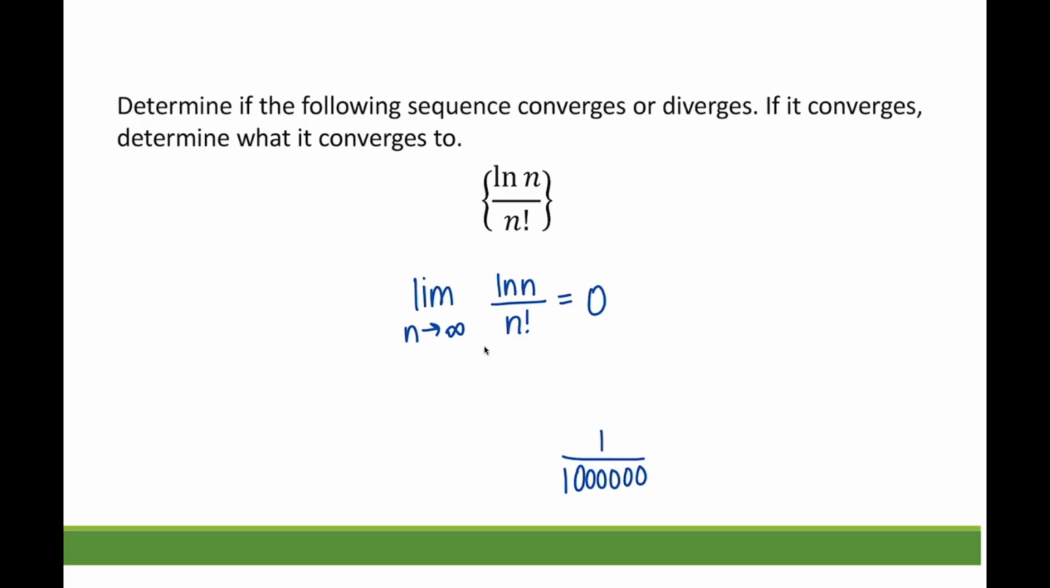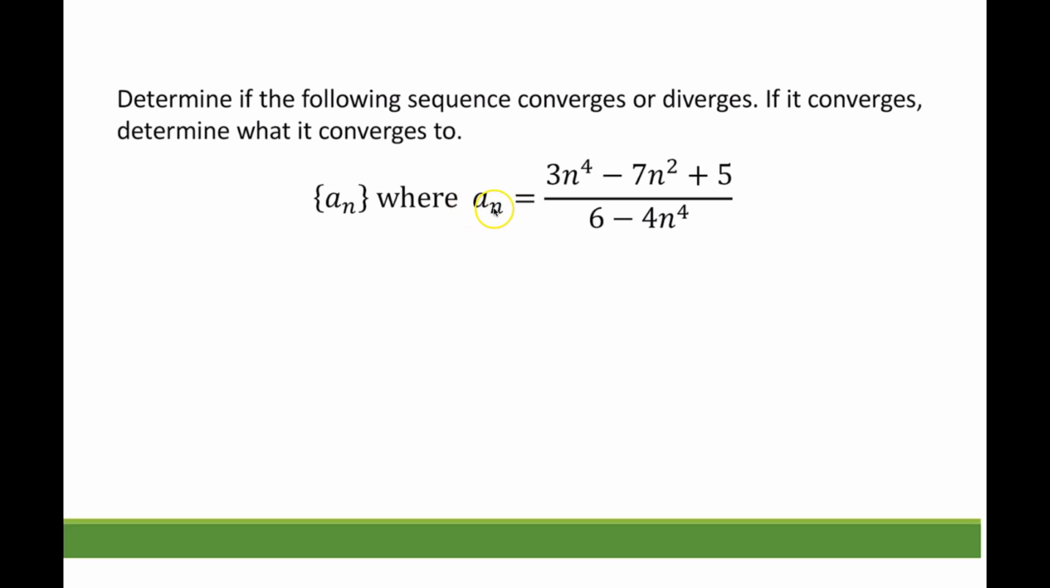And 0 is a real number. So because this limit at infinity is a real number, 0, the limit exists. So that means that the sequence converges. And furthermore, it converges to 0, the answer to the limit at infinity.